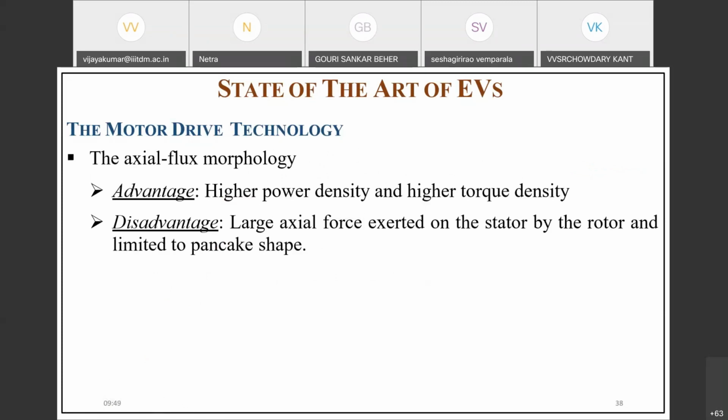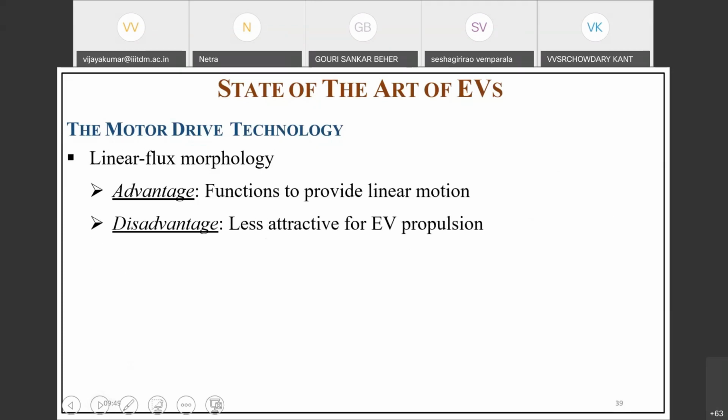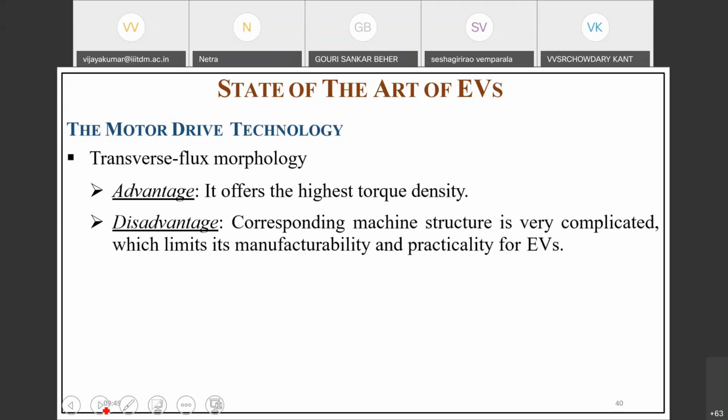When we talk about axial flux morphology, it has high power density and torque density. That's the advantage. But here we have a large axial force in the stator, which limits the shape to that of a pancake. So people who prefer good performance machines will go with axial flux morphology. Linear flux is a linear motion, but it's not very attractive for EVs. And the transverse flux morphology is very complicated during manufacturing and real-time use in EVs, but it provides the highest torque density. On the implementation side, though, it's a huge question.